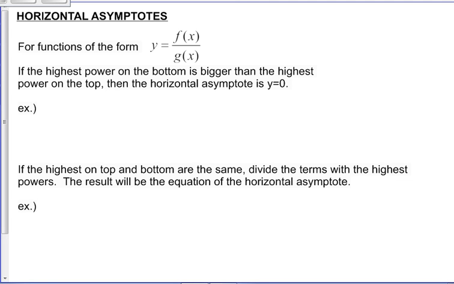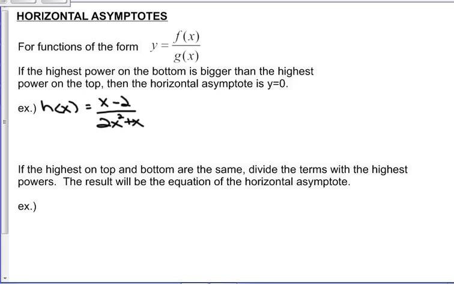So we say for functions of the form f of x over g of x, if the highest power on the bottom is bigger than the highest power on top, so if the bigger degree is on the bottom, then the horizontal asymptote is going to be y equals 0. So I'll give you an example of that. You might see something like this written. h of x is x minus 2 all over 2x squared plus x.